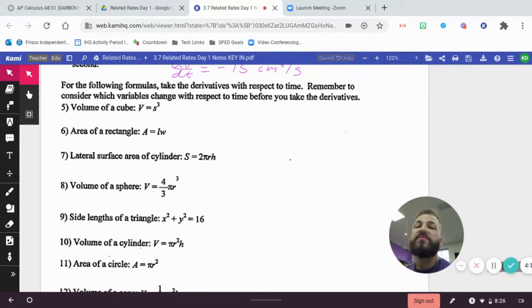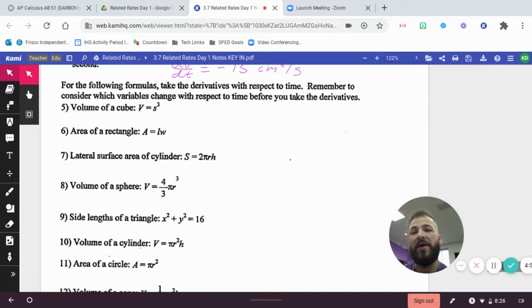For the following formulas, we're going to take the derivatives with respect to time. Remember to consider which variables change with respect to time before you take the derivatives. What this means is we're going to be deriving all of these equations with respect to time, which means we're deriving with respect to the variable t. Just like normally with our derivatives, we derive with respect to x. That's why we have our dy over dx. When we derive with respect to time, we're going to have d, whatever variable we're deriving, over dt, with respect to that variable t.